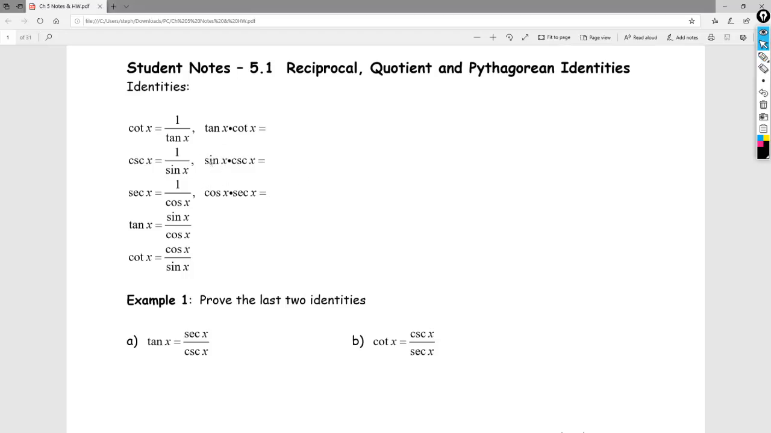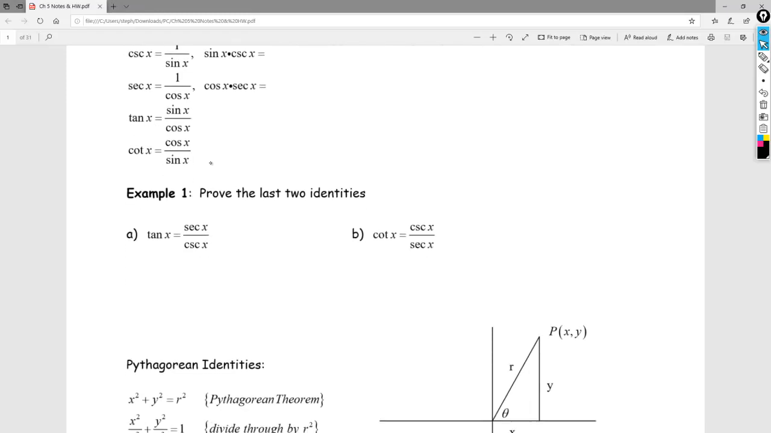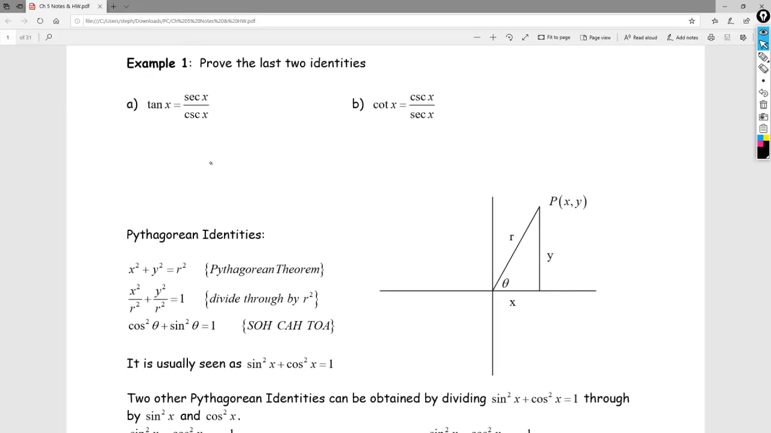So moving on down a little bit, now let's move on to a little bit of proof. So just some very elementary proofs here. We're asked to prove that tangent equals secant over cosecant, and we're asked to prove that cotangent equals cosecant over secant. Now there's two ways that we can go about this. We can either manipulate the left side to show that the right side is true, or we can manipulate the right side and show that the left side is true.